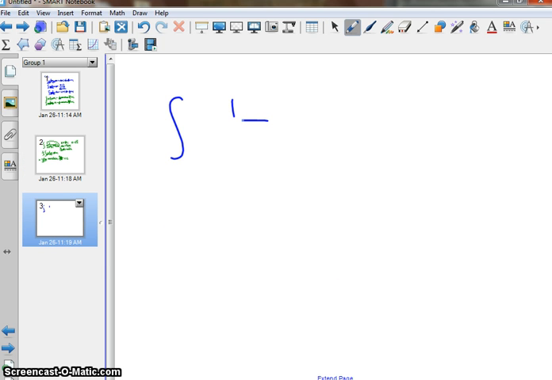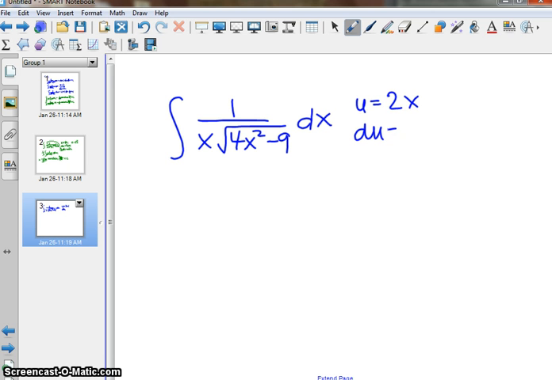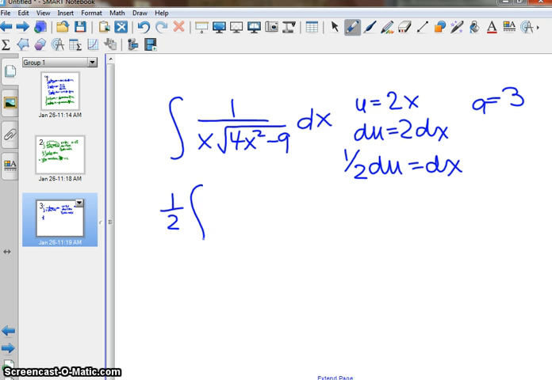The integral of 1 over x square root of 4x squared minus 9 dx, u equals 2x, du equals 2dx. My a value is 3. I don't want this to be 2dx, I just want it to be 1dx, so I divide by my 2, and I do my substitutions. Coefficient of a half, 1 over.